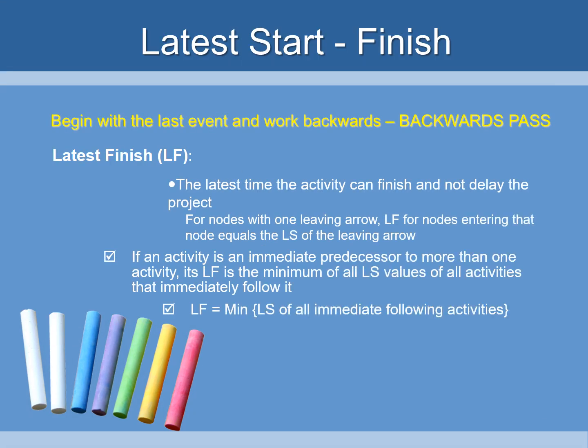The latest finish time is when the activity can finish and not delay the project. For nodes with one leaving arrow, the latest finish for the node entering that arrow equals the latest start of the leaving arrow. If an activity is an immediate predecessor to more than one activity, its latest finish is the minimum of all the latest start values of all the activities that immediately follow it. Thus, the latest finish equals the minimum of the latest start of all the immediate following activities.